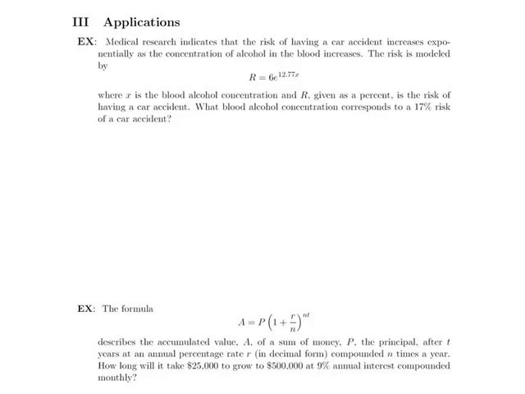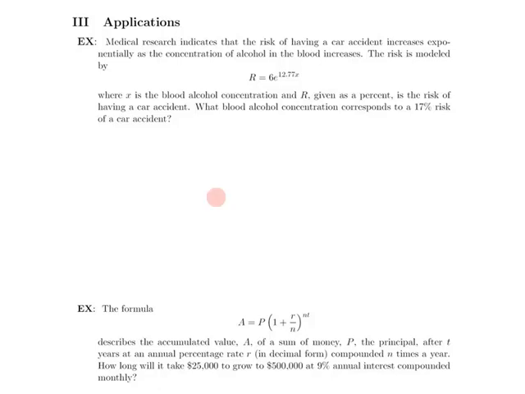So here's an example. Medical research indicates that the risk of having a car accident increases exponentially as the concentration of alcohol in the blood increases. The risk is modeled by R equals 6e to the 12.77x, where x is the blood alcohol concentration, and R, given as a percent, is the risk of having a car accident. At what blood concentration would a 17% risk of a car accident correspond to?